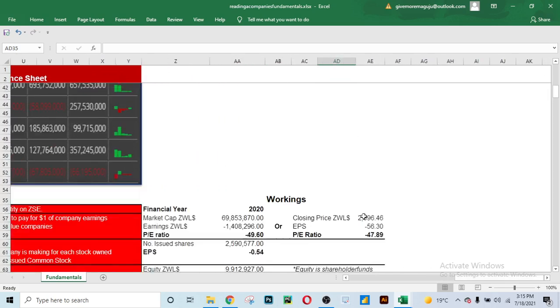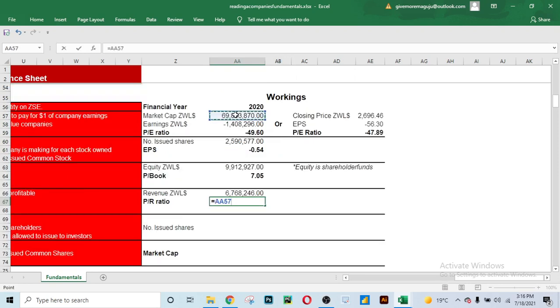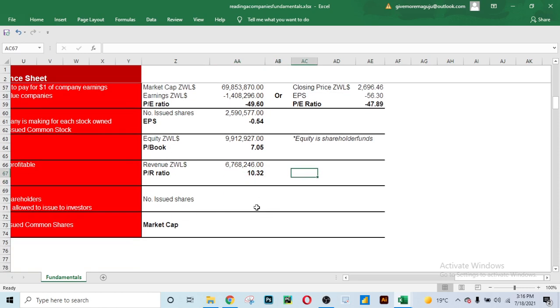So for price to revenue, let's put the revenue figure there, 6768,246. Perfect. We have got our market cap already, so divide it by revenue, and then we get 10.32 times, which is great. And then we need the number of issued shares. I think we've worked with it. It's here, the number of issued shares, so it's a matter of just copying that number.